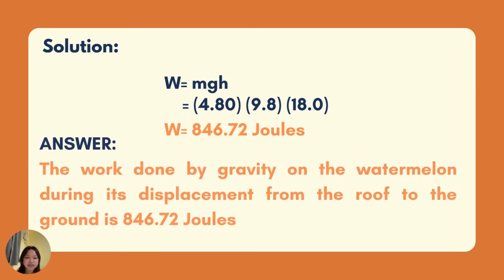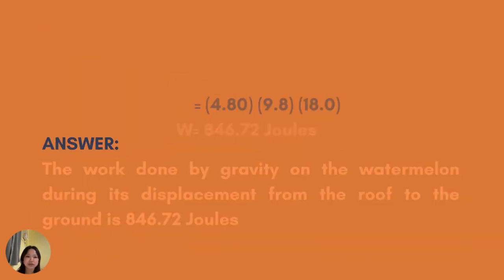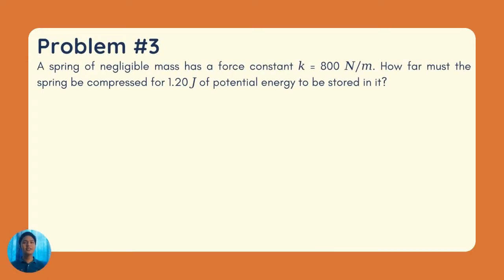Finally, we have the answer for our second problem. The work done by gravity on the watermelon during its displacement from the roof to the ground is 846.72 joules. A spring of negligible mass has a force constant k equals 800 N/m. How far must the spring be compressed for 1.20 joules of potential energy to be stored in it?